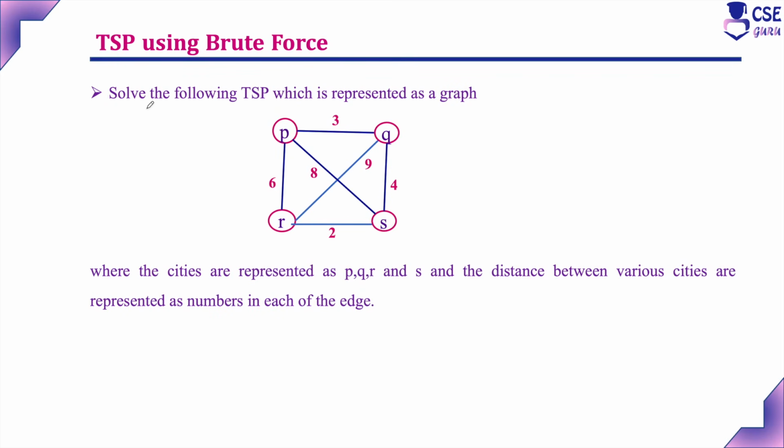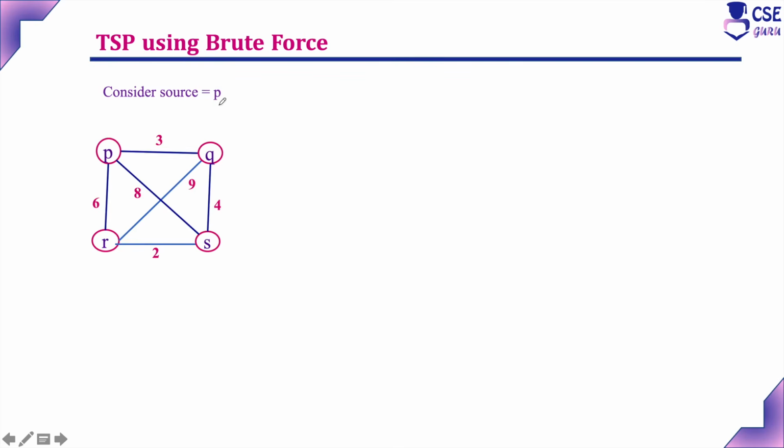For example, solve the following TSP problem, which is represented as a graph. This is the given graph with 4 vertices and its corresponding route costs. The cities are represented as P, Q, R and S, and the distances between the cities are the numbers on each edge. For this graph, we have to implement the traveling salesman problem using the brute force technique. Consider the source vertex as P, the starting vertex.